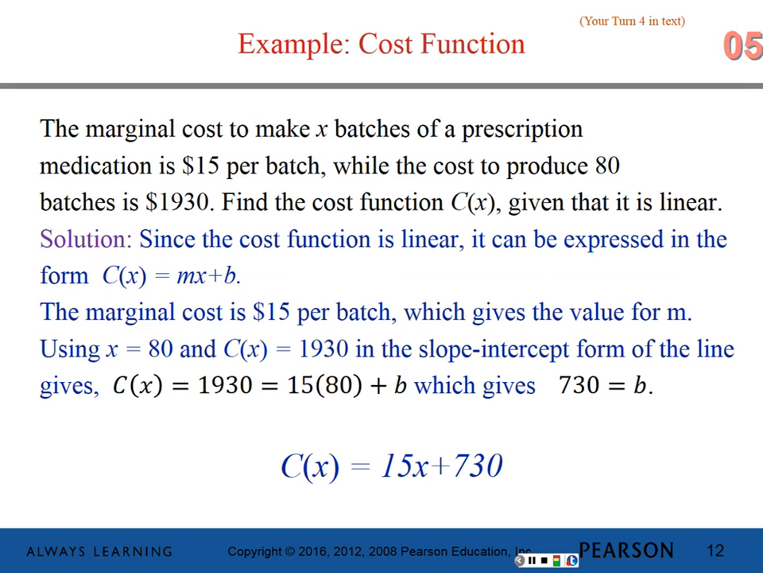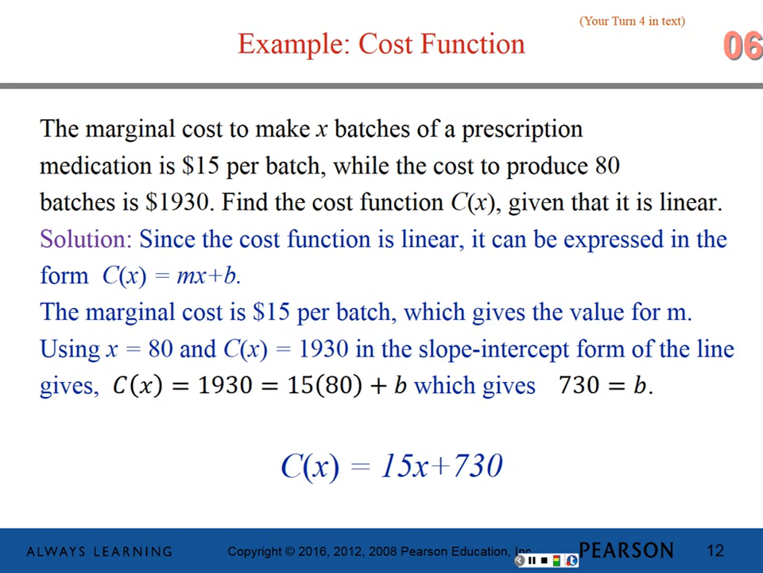So, as an example, the marginal cost to make X batches of prescription medication is $15 a batch. So the actual materials to make the drug are only $15. But the cost to produce 80 batches is $1,930. And they want us to find the cost function given that we know that it's linear. Well, we've got two pieces of information here. We've already got the slope. That's 15, because it's 15 per batch.